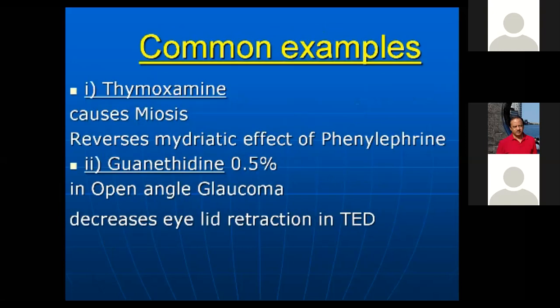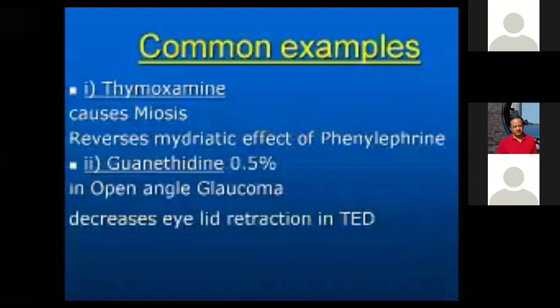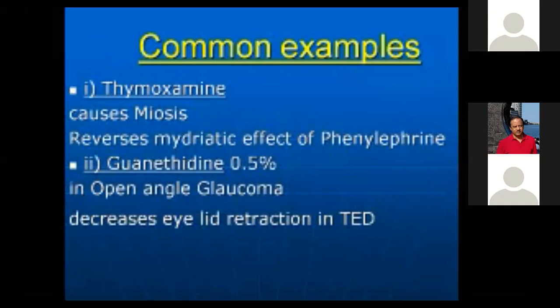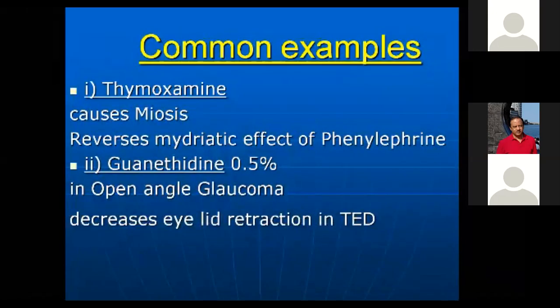These two drugs are the common examples of sympatholytic drugs. Number one is thymoxamine. It is specially used to reverse the mydriatic effect of phenylephrine. And guanethidine, 0.5% drops, used in open angle glaucoma, and it is also used in TED. TED stands for thyroid eye disease. So in thyroid eye disease, this drug is used to decrease eyelid retraction. Now, these were the drugs which act on the pupil.